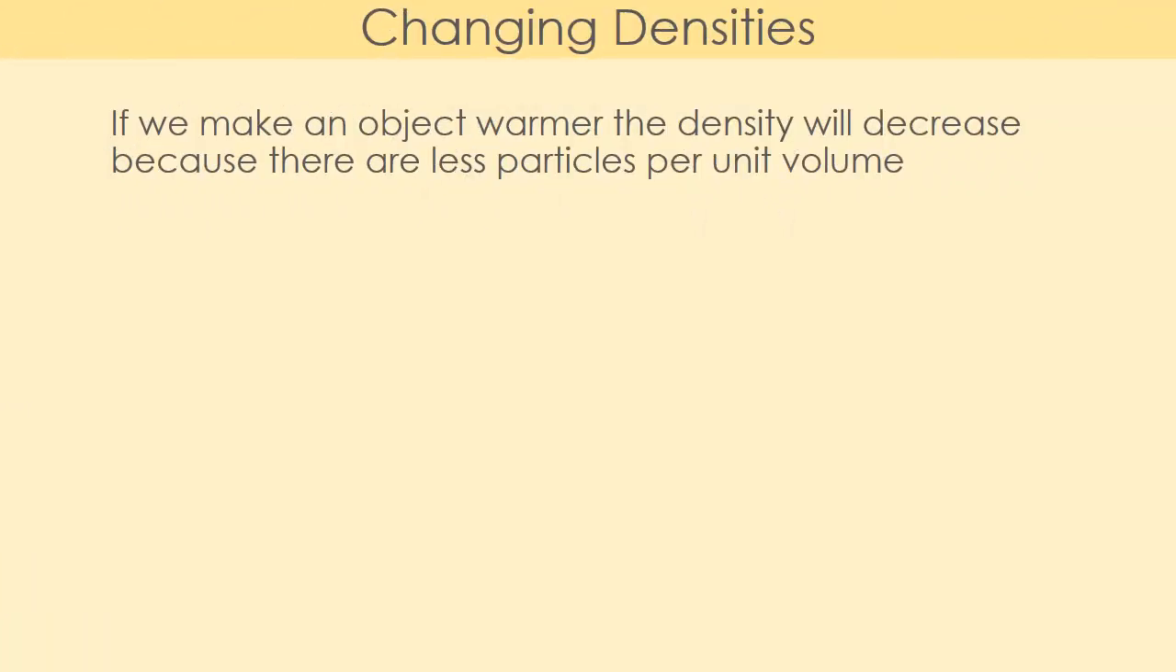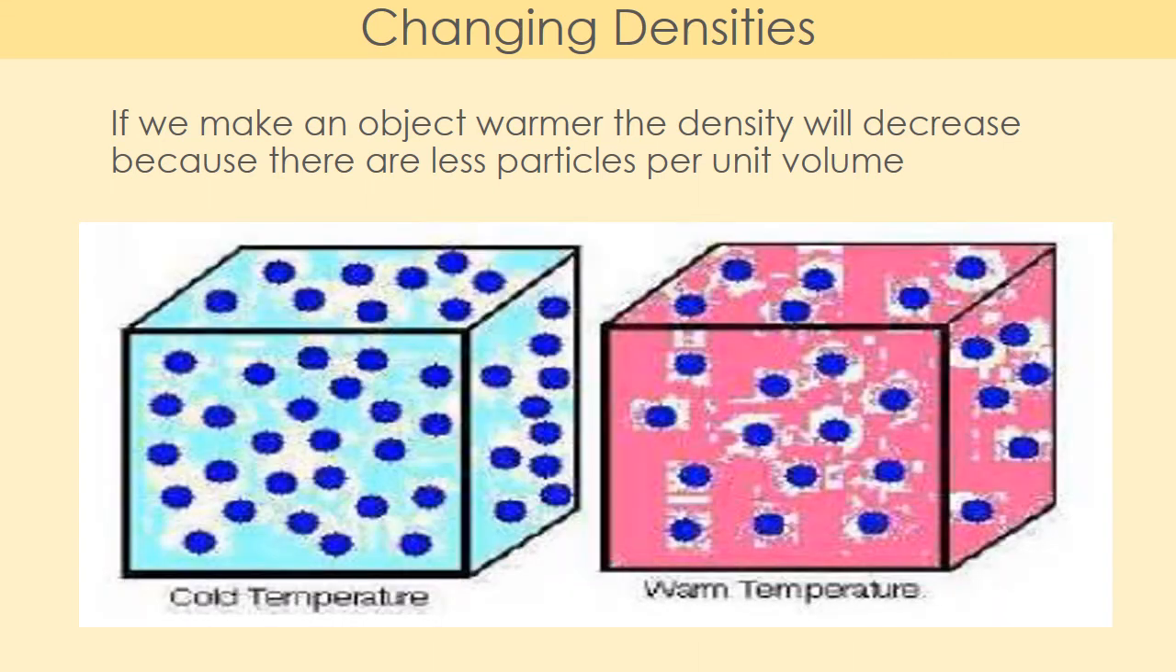So we're now going to look at changing densities. If we make an object warmer, so if we heat it up, the density will decrease because we've got less particles per unit volume. That's because as we heat them up, they have more kinetic energy. They're moving faster, so in a solid they're vibrating more. A solid will expand if it gets heated up, so it will take up more room, but the mass of it hasn't changed. So if the mass has stayed the same and the volume has increased, the density will decrease.